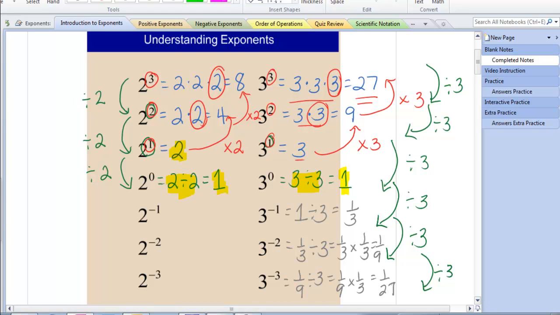So I'd like you to take a second and look at what we've done and see if you notice any patterns. So you might want to pause and think for a minute.